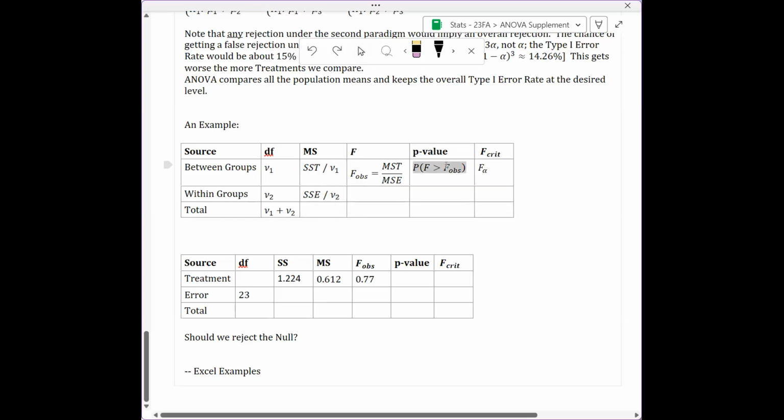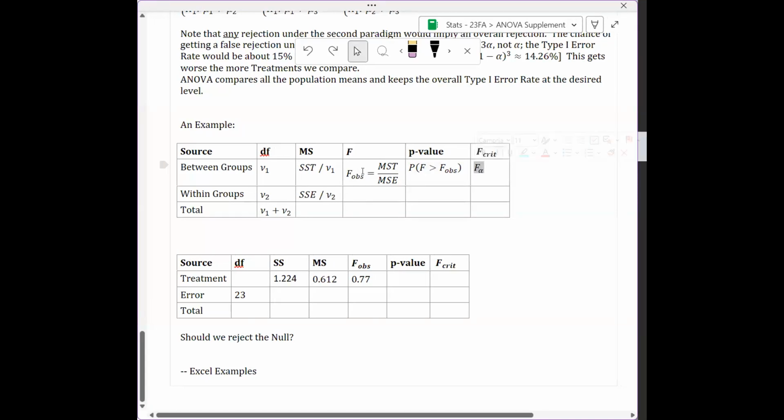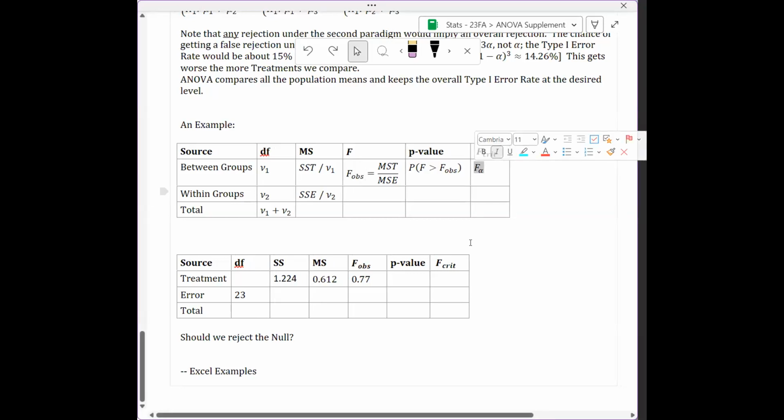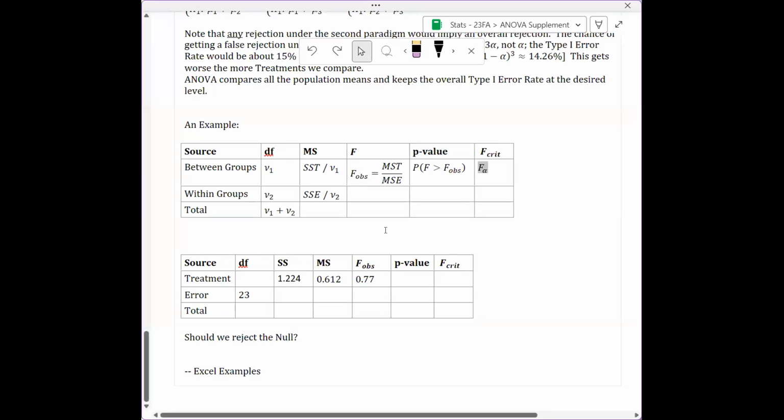We can compute a p-value, the probability that the F distribution is bigger than this F observed number. We could maybe look that up off a table, but we're going to use Excel for that. And we could also compute an F critical and compare F observed to F critical. Remember, it's a right tail test, so see if F observed is bigger than F critical, in which case we generate a rejection, otherwise we would not. And again, F critical, we could look it up off a table, but we're going to use Excel for that.